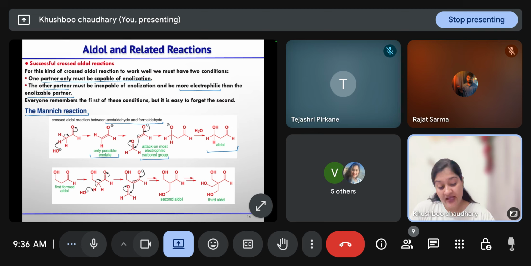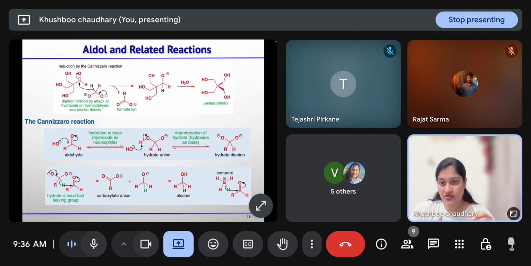Again, the alpha proton is abstracted by base from this aldol product, and an enolate will generate. This enolate will further react with formaldehyde to give the second aldol product, and a further third aldol reaction will take place to give this third aldol product. Now, base is there and this aldehyde is further reactive, so this reaction will not stop here.